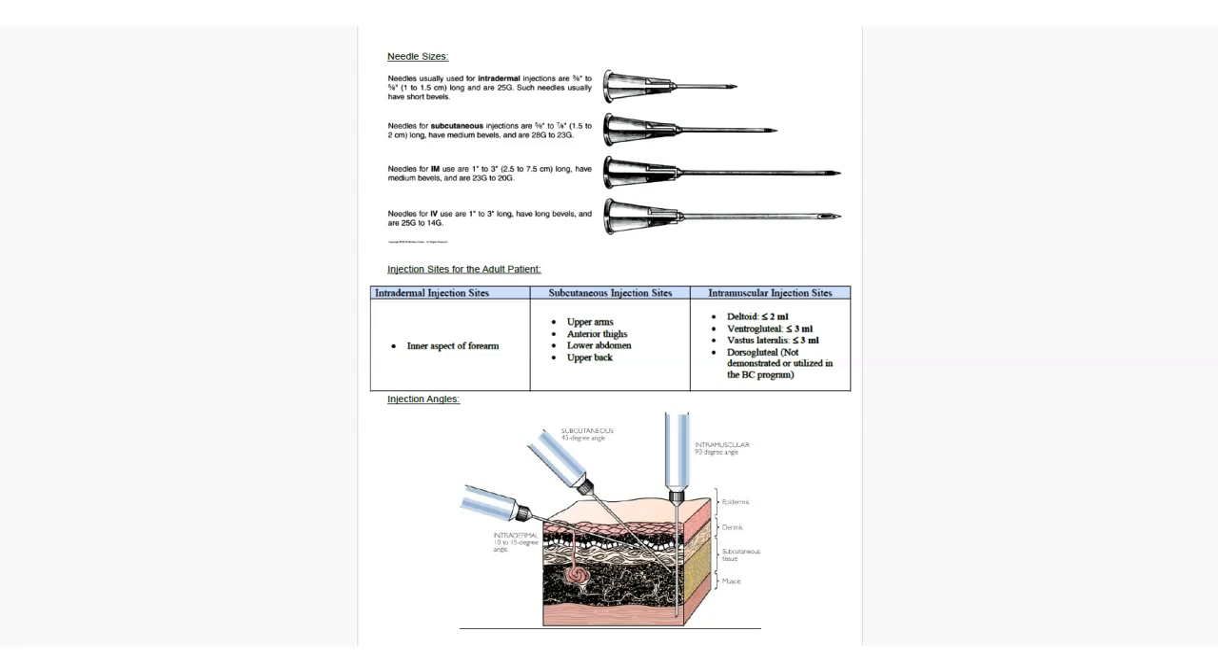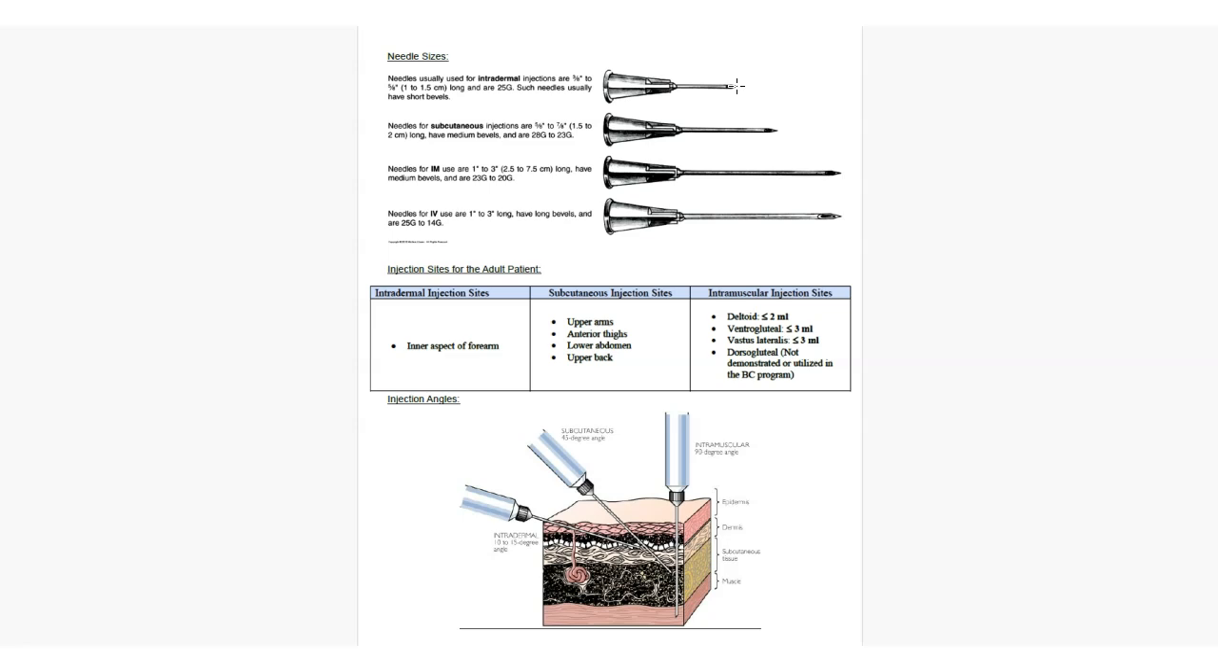So when it comes to needle sizes, needles usually used for intradermal injections are a lot smaller, right? They're about 3/8 to 5/8 in length and then about 25 gauge. So these needles are very short. And this is usually used for PPD testing. Now, needles for subcutaneous administration. This is probably one of the most common ones that you will see. Typically, they're 5/8 in length, and their needle gauge would be 23 as the most common, but it can range from 23 to 28.